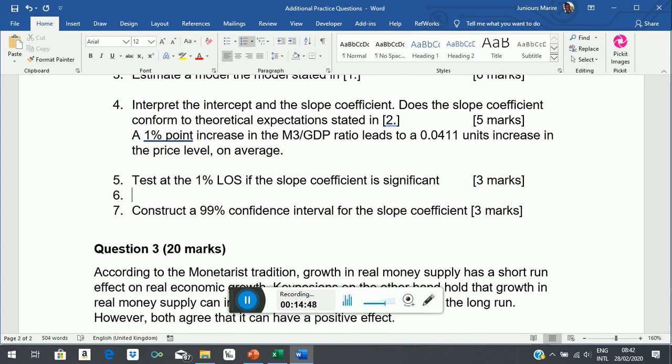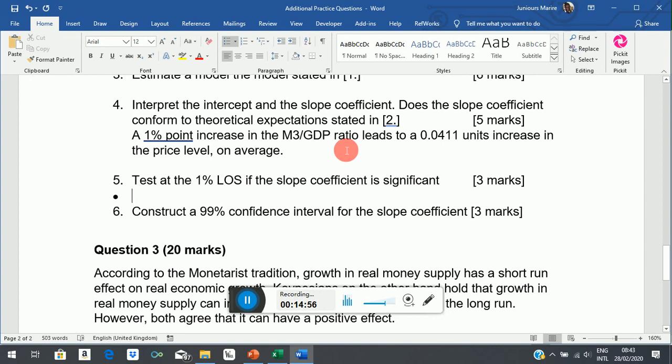Then we are required as well to carry out a test of significance. Now, what we're going to do here, and we have to do it at the 1% level of significance, we have to state our null hypothesis. Now, the null hypothesis professes that this slope coefficient is zero. That is, you are saying, no way, money supply does not influence price levels. Then your alternative hypothesis says, look, according to theory, we know that money supply has a positive influence. So we are doing a one-sided test here. This also means that we only have one critical value at the 1% level of significance.